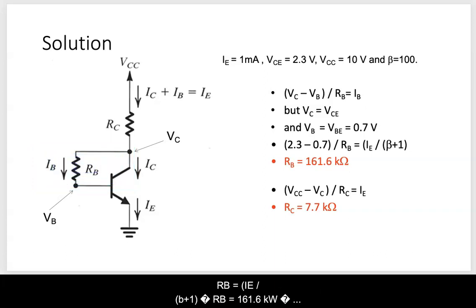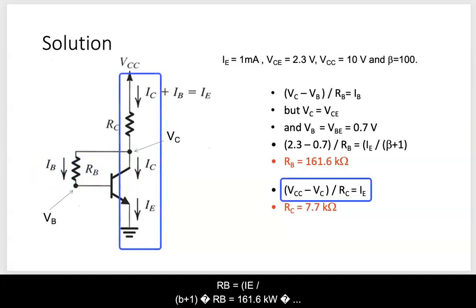Then we go to the CE loop. VCC minus VC over RC is equivalent to IE, and we know that VC is equal to VCE. Therefore, we can get RC equal to 7.7 kilo ohm.